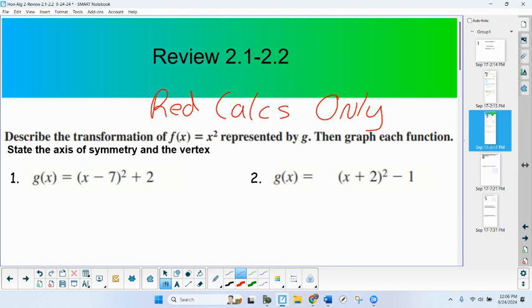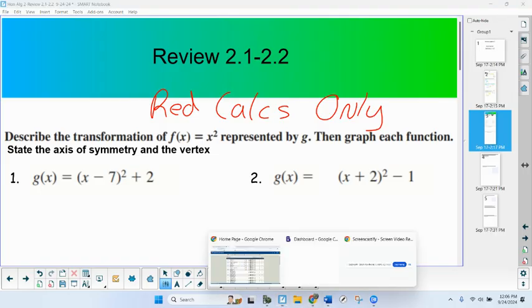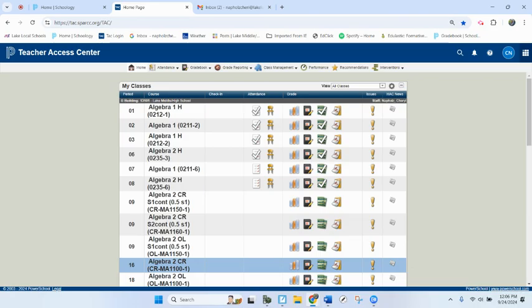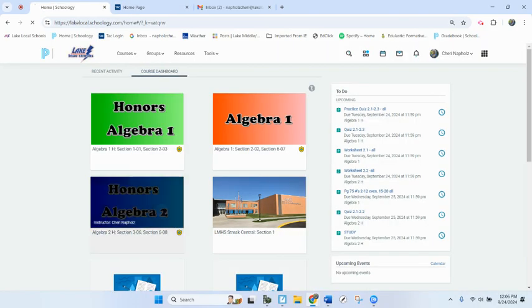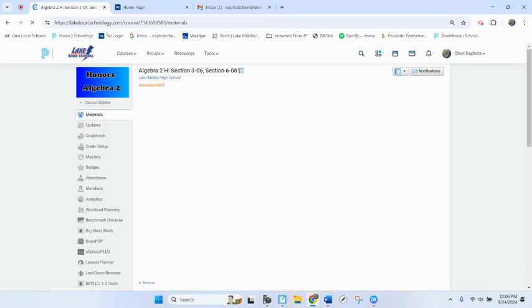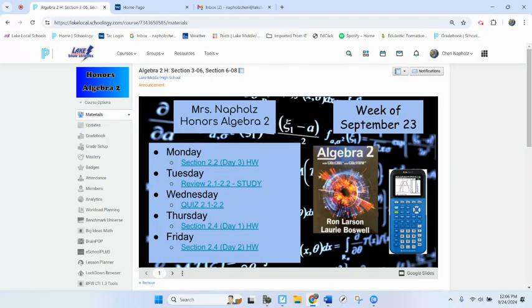Okay, so look for this, it's a TI-30 calculator. You are allowed to use those. This review is posted on Schoology. So you do not have homework tonight per se, but I'm telling you right now, if you don't do this review, you're going to be hurting on this quiz tomorrow.